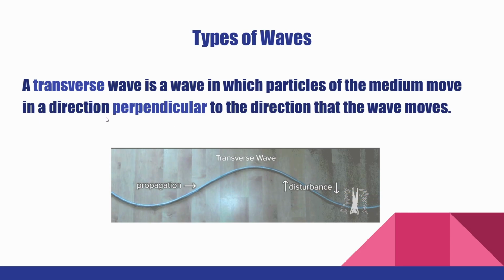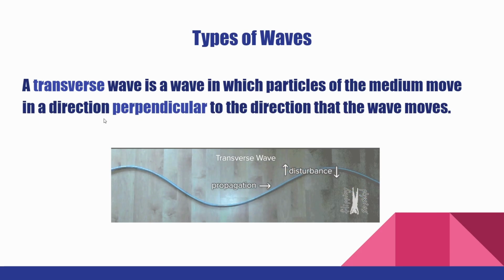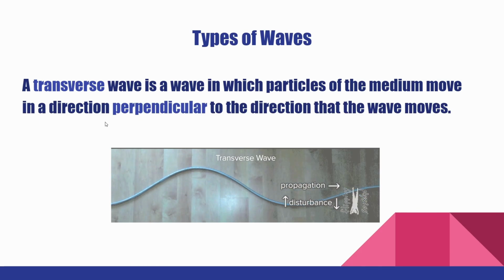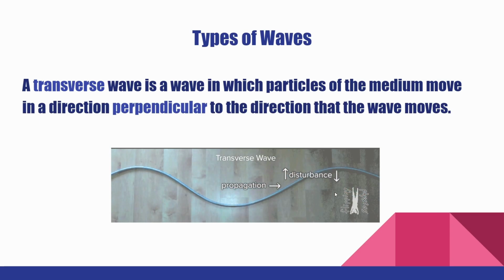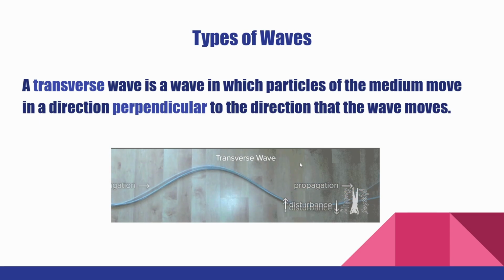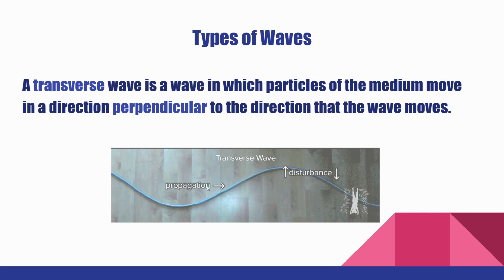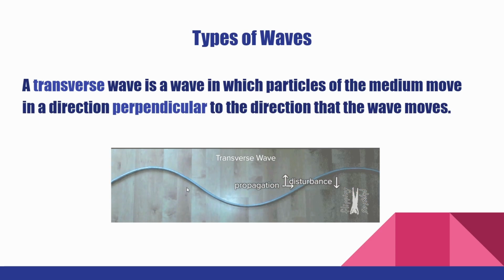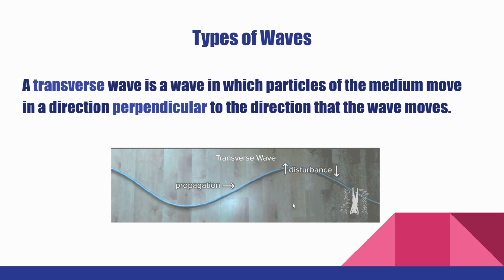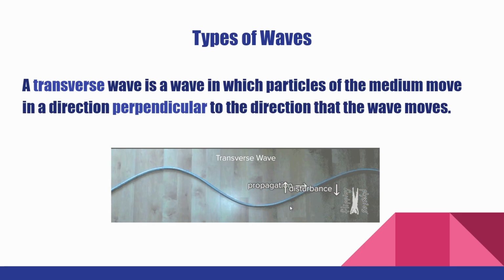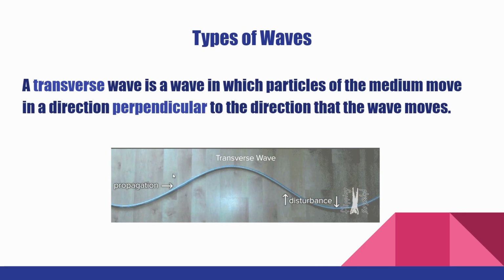Okay. So let's look at different types of waves. We've got transverse waves. Transverse waves move perpendicular to the propagation. So if the energy is going this way, then the disturbance is going up and down. Again, if the energy is moving sideways, the disturbance is going up and down. This is usually what we think of visually when we think of a wave. It's a transverse wave.